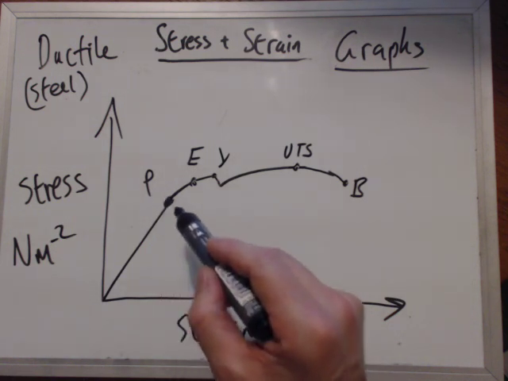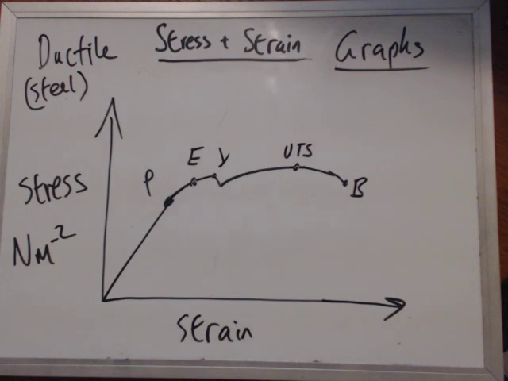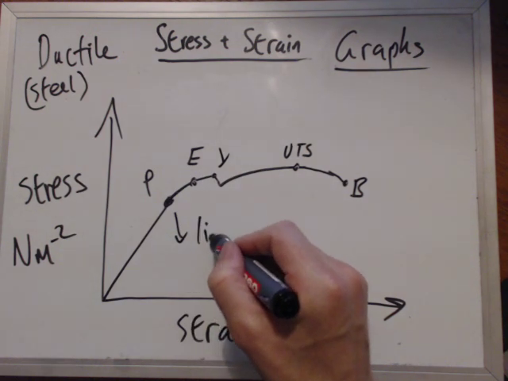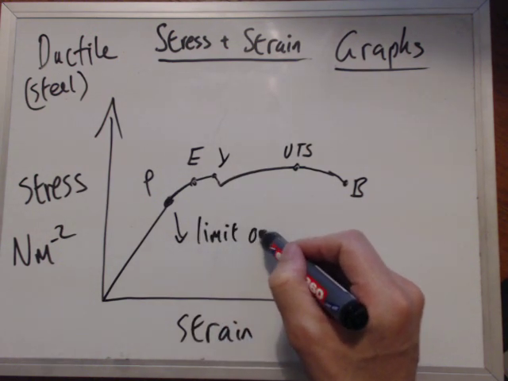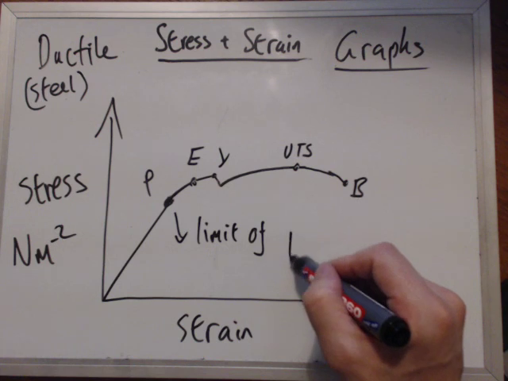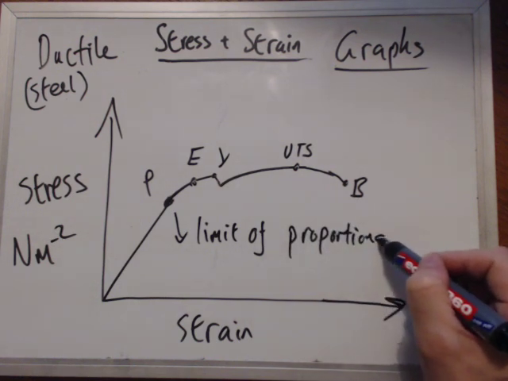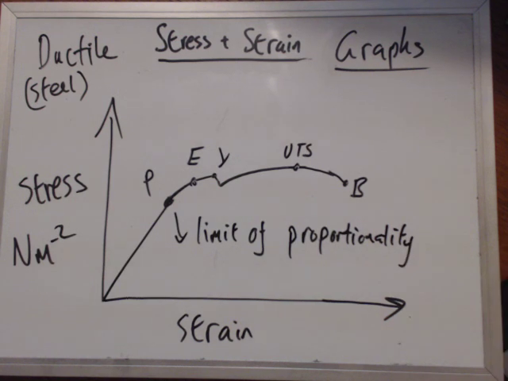Now the first point P is the limit of proportionality. I'll put it here. Limit of proportionality. Up to that point the material will behave according to Hooke's law, so stress will be proportional to strain.